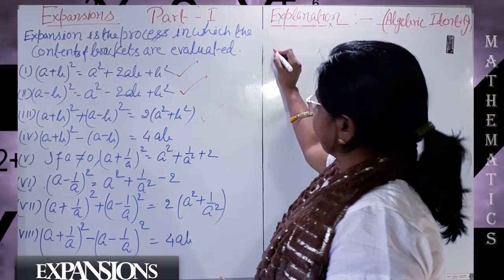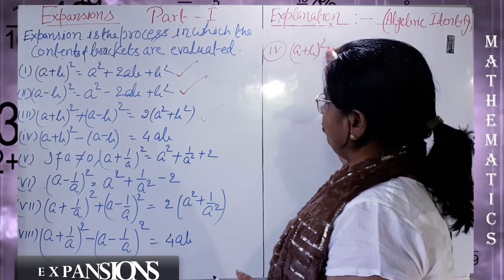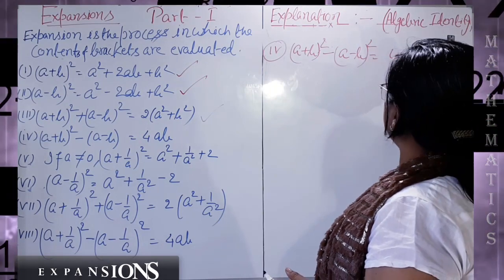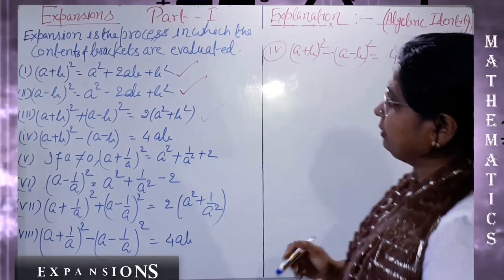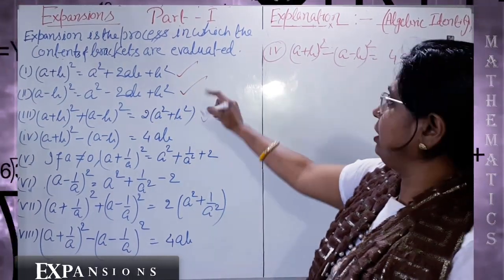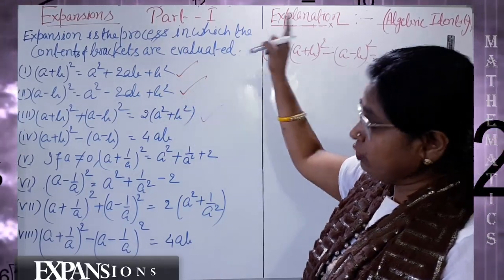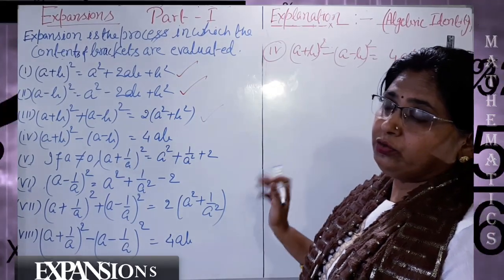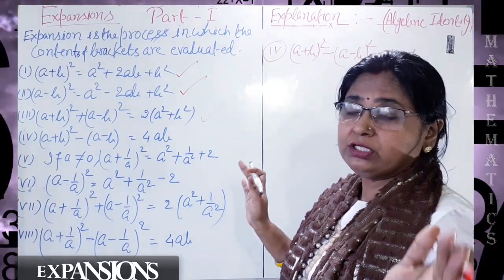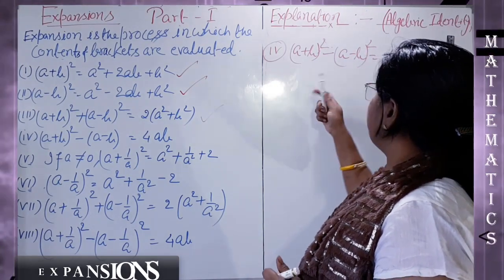Fourth number is (a plus b) whole square minus (a minus b) whole square is equal to 4ab. Again by the first number equation, (a plus b) whole square is equal to a square plus 2ab plus b square. You have to remember all these identities. All 22 identities, always keep in mind, every time they are used in algebra.